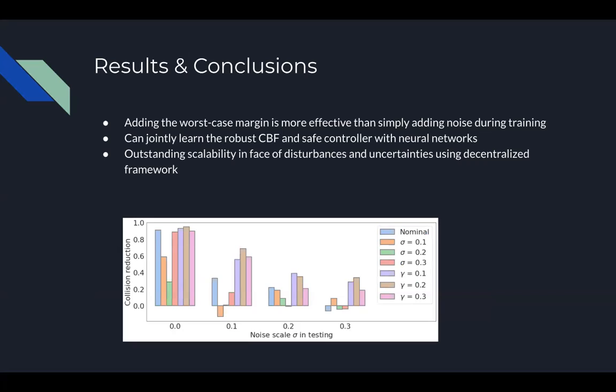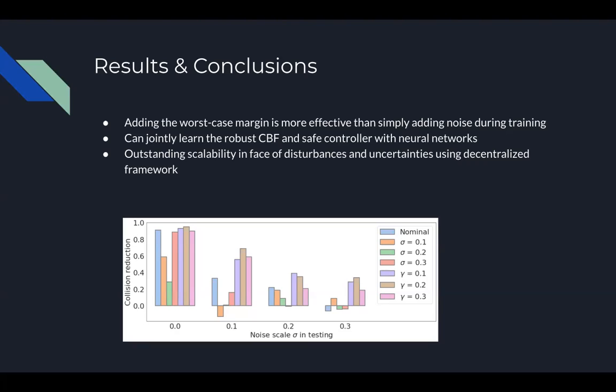The simulation results show that adding the worst-case margin is more effective than naively adding the noise during the training process. The following bar chart demonstrates the collision reduction coefficients for varying amounts of noise during the testing process. The very first blue bar shows the improvement of the nominal model without considering disturbances at all. The following three bars with orange, green, and pink colors demonstrate the collision reduction coefficients for the model trained with the noisy dynamics of different noise scales.